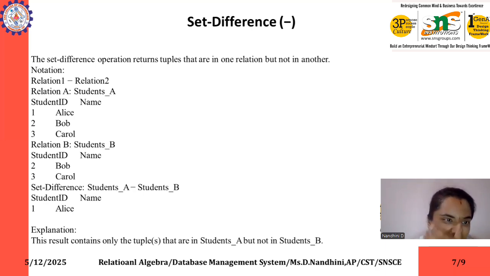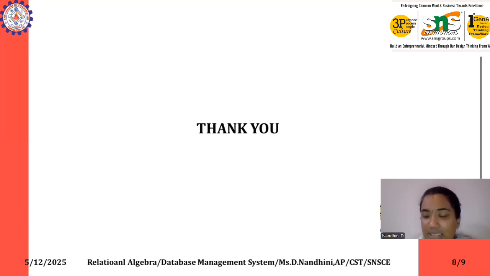For example, here we have relation 1 minus relation 2. Relation A is student A and relation B is student B. In student A, student ID is 1, 2, 3 and names are Alice, Bob and Carol. In student B, student ID is 2, 3 and names are Bob and Carol. What will be the set difference of student A and student B? The common tuples get eliminated and the one that is different is what remains. This is the set difference.